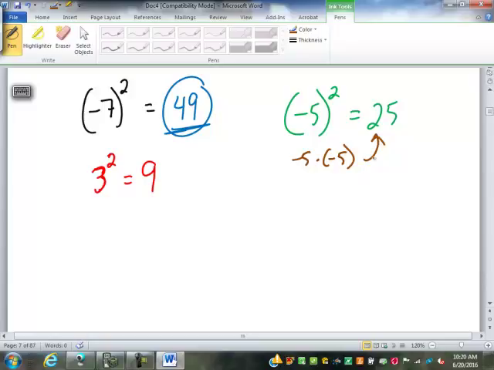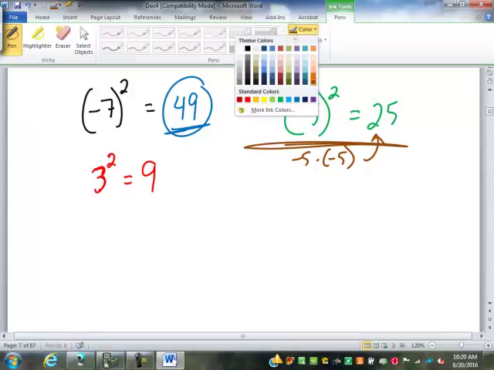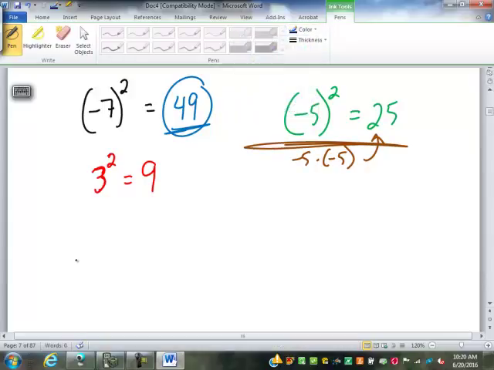Now, if it's not squared, there might be a difference. And we're going to come back and look at that in just a second. But when we square something, it is always positive. If we look briefly at this symbol here, the square root of 9, we know that to be 3.